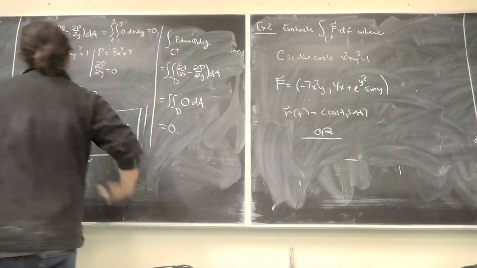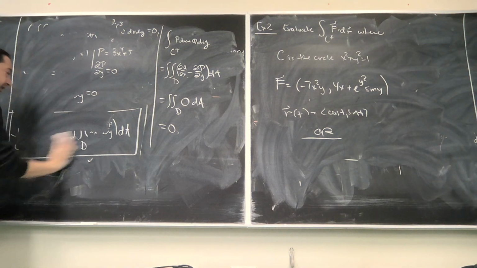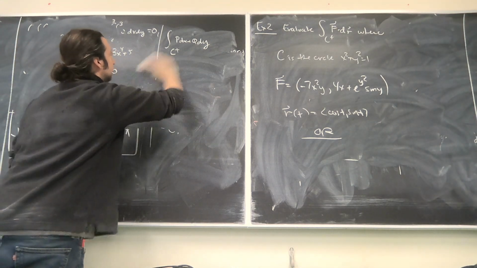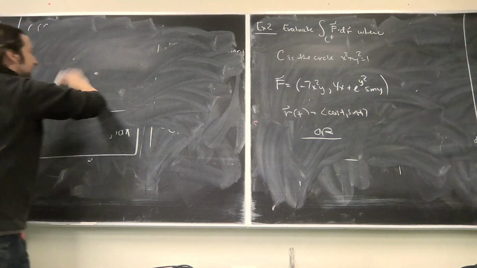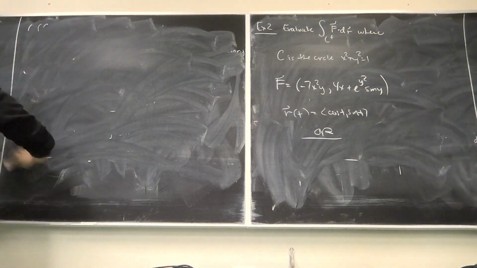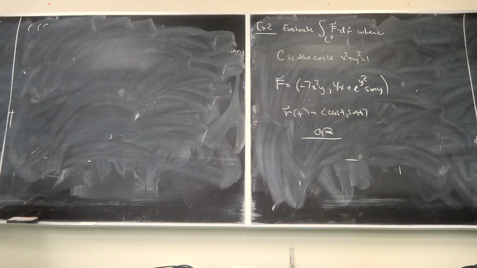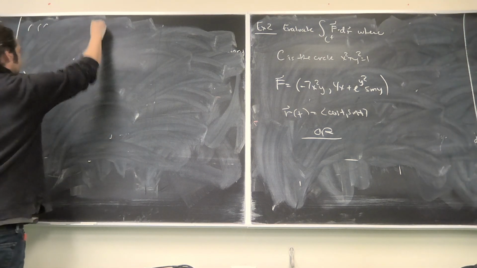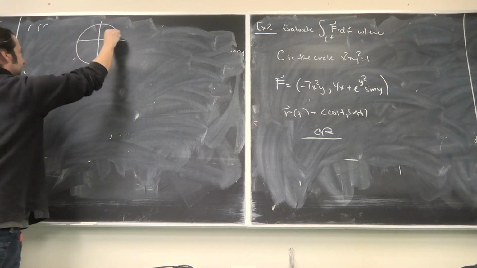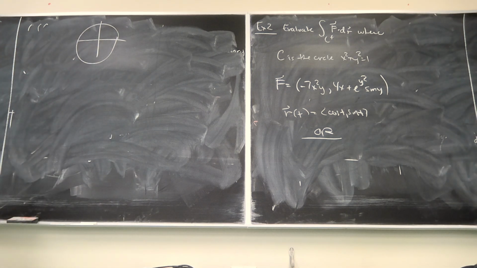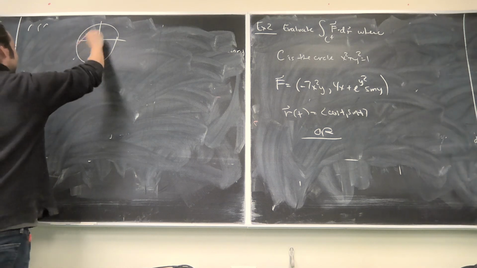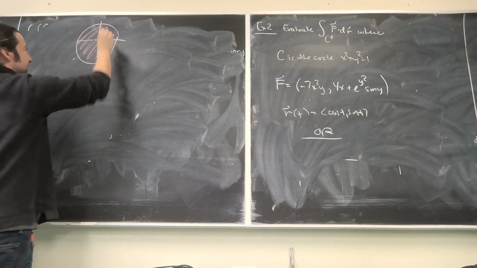Or you could say to yourself, is the curve that we're integrating over the boundary of a nice region? I'm integrating over this curve C. Is that a simple closed curve that is the boundary of a nice region? Sure looks like it to me. It looks like it bounds the unit disk. So there's D right there.